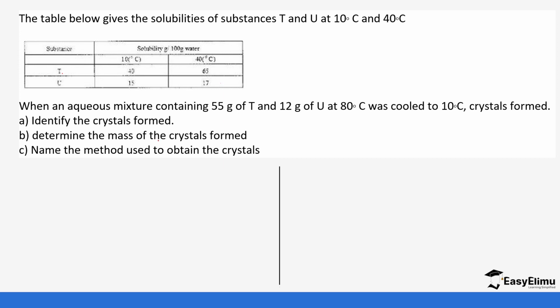So when an aqueous mixture contains the actual salt, and also this is the theoretical. So we use the theoretical to solve the actual. When an aqueous mixture of 55 grams of T and 12 grams of U at 40 degrees Celsius was cooled to 10 degrees Celsius, crystals formed. Identify the crystals.